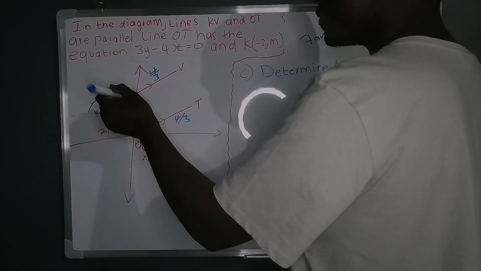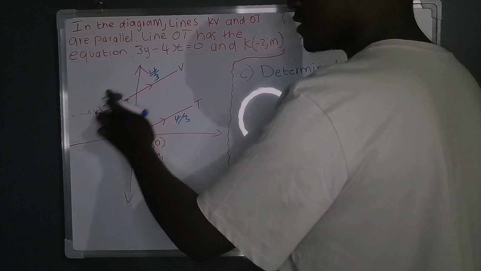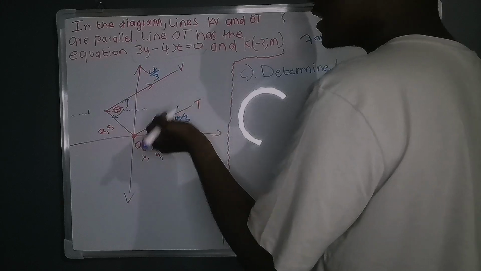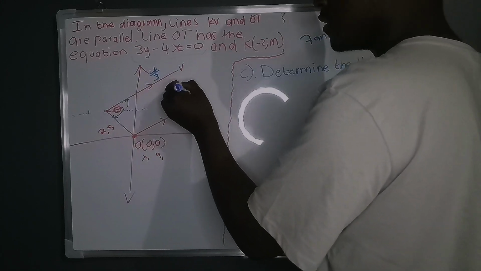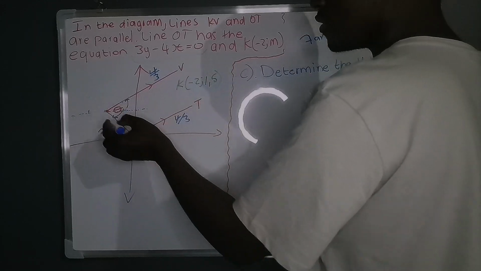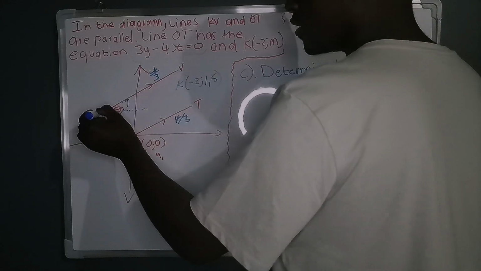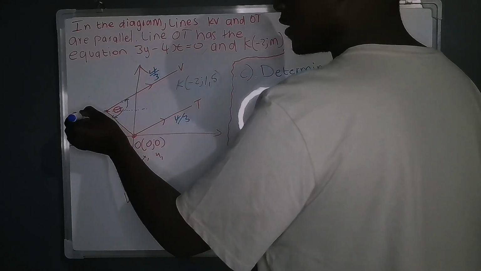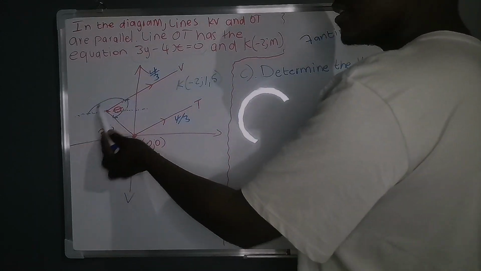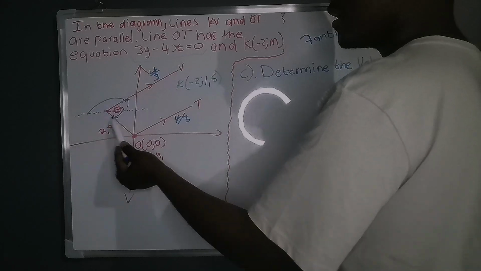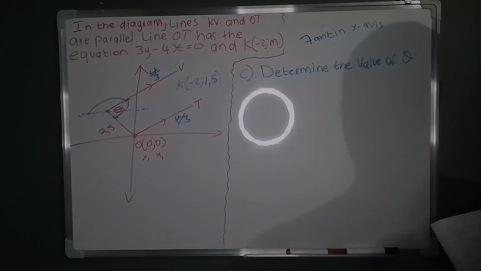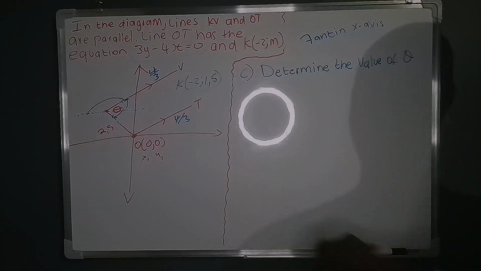Sorry, guys. Let me just remove k here, but k is still there. So I'm gonna write our k. Remember, it is -2 and 1,5. I just want to show you how you find our theta. Then we have an angle outside here. So this angle is an outside angle, and we have two inside angles that form theta.